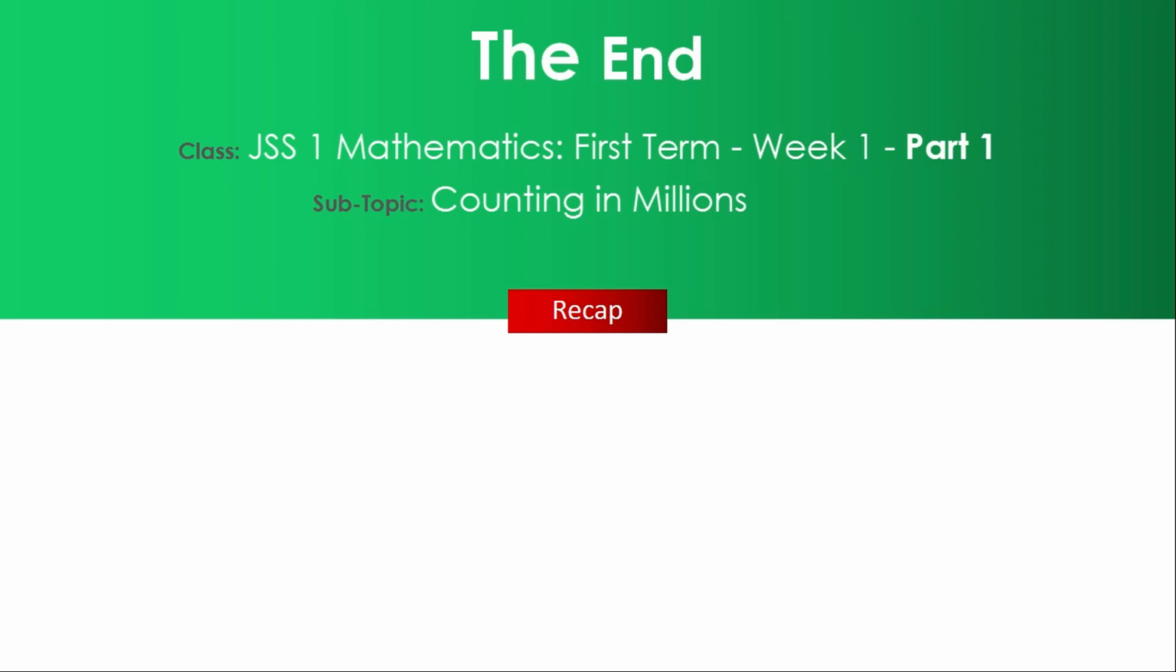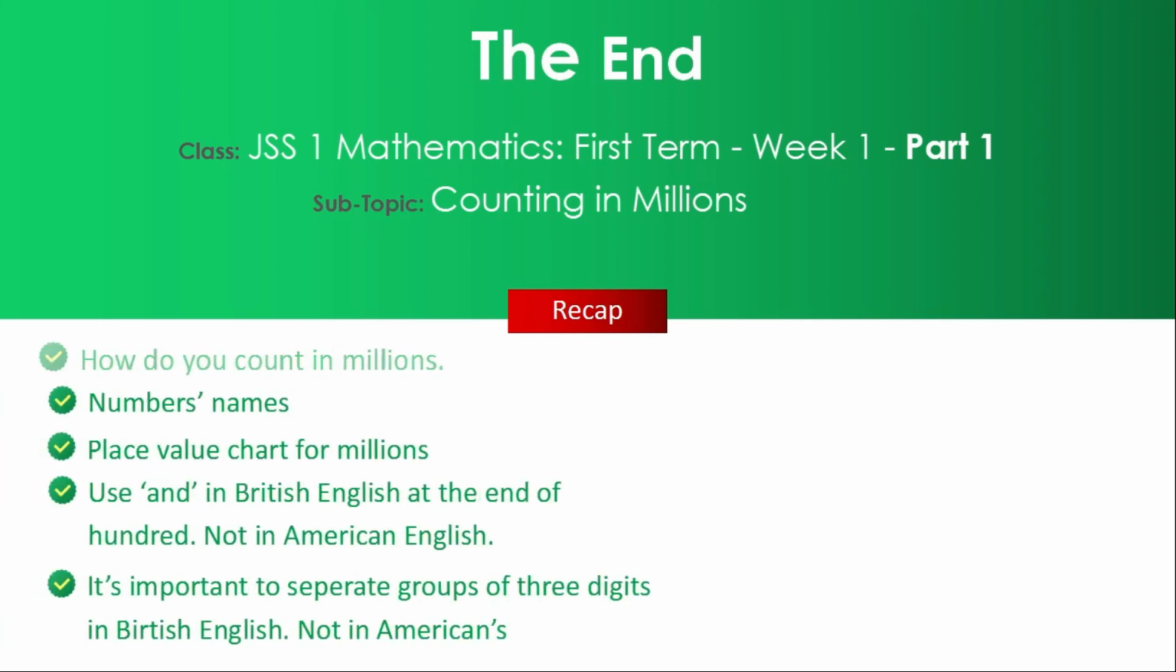The topic we talked about here is counting in millions. So I will give you a recap of what you learned in this video. The first thing is how to count in millions, and I've explained that to you. You know how to write number names. You know how to use the place value chart to draft out numbers in millions. You understand? And keep in mind that you use "and" in British English after the hundred, and not in American English. It's also important to separate groups of 3 digits in British English, and it's not important in American English.